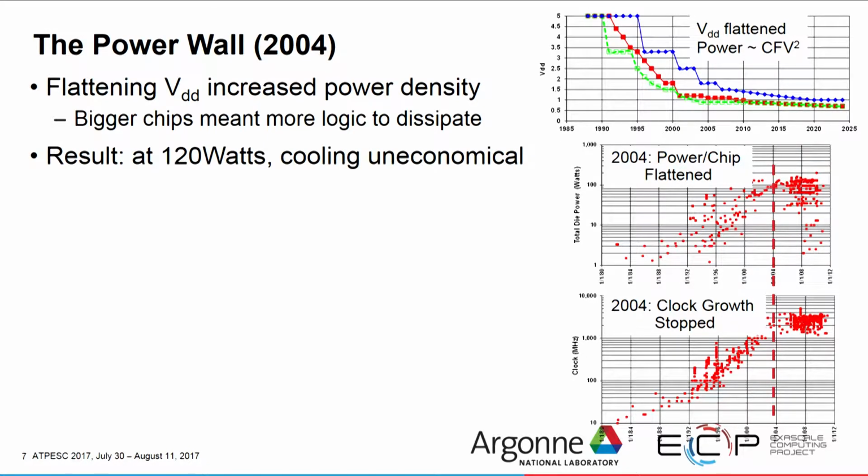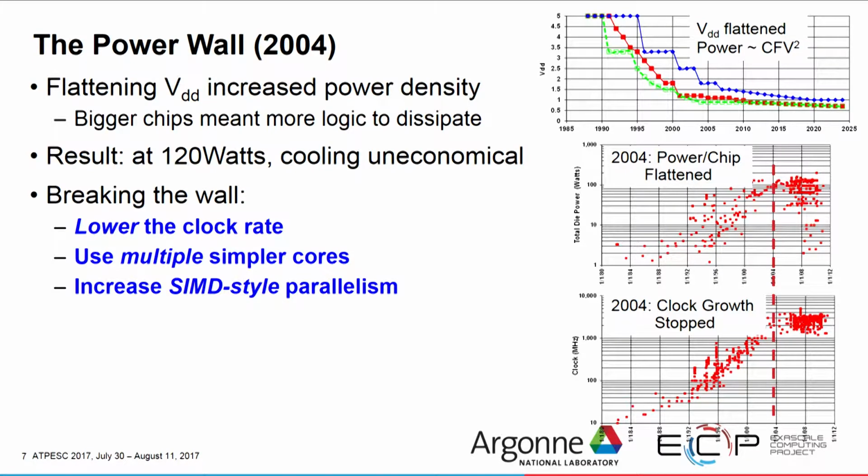And the result, this middle chart here, are real parts, the power dissipation by those chips. And somewhere around 2004, we maxed out at about 120 watts, which is about the most you can cool without going into heroic efforts like you see today in some of the NVIDIA GPUs and what have you. So that 120 watts has been kind of the limit for conventional parts. Breaking the wall in this case required lowering the clock rate and then using multiple simpler cores. Rather than throwing everything but the kitchen sink at increasing ILP, you use a lot more simpler cores, which are more energy efficient, so they will do independent operations, and you increase the SIMD style parallelism.